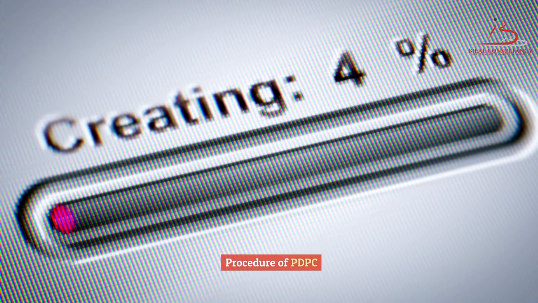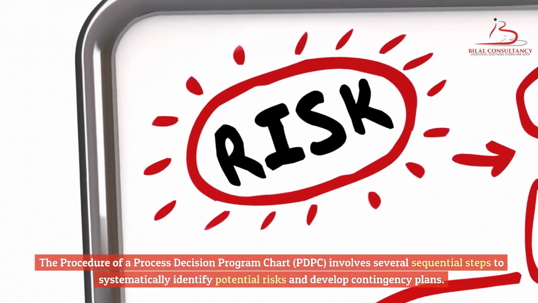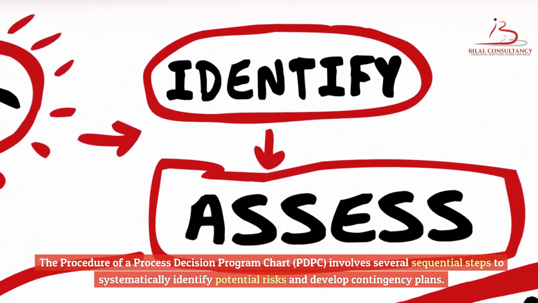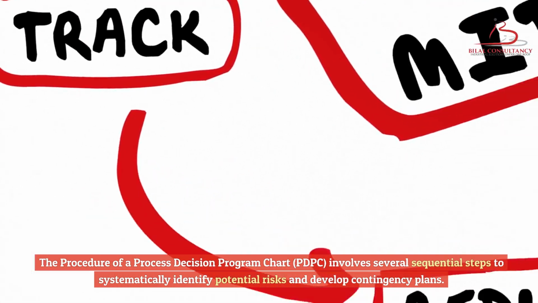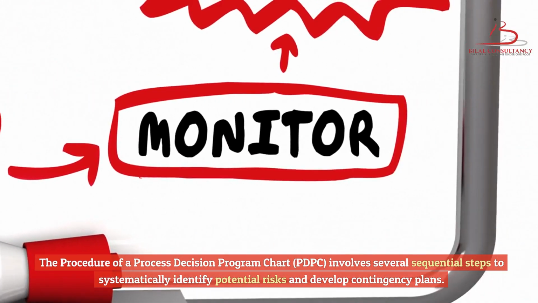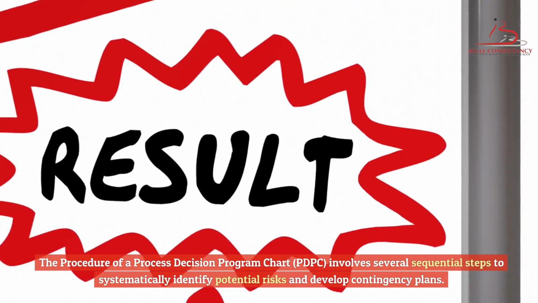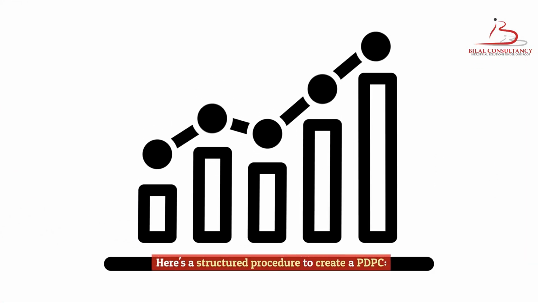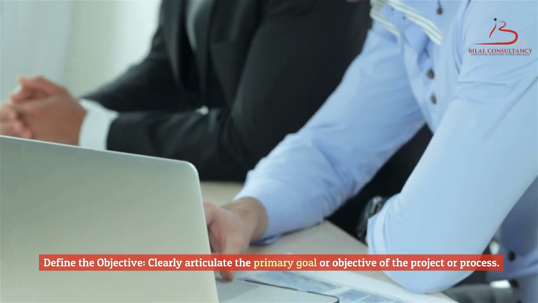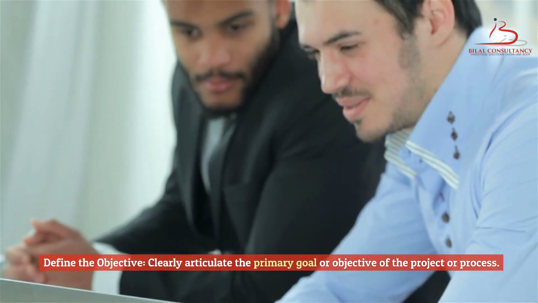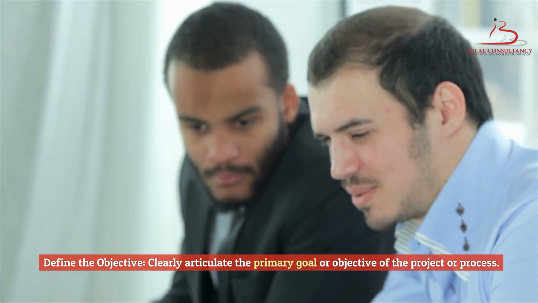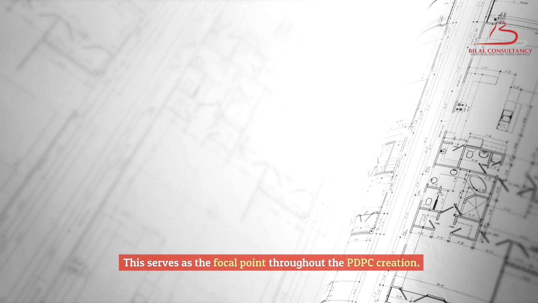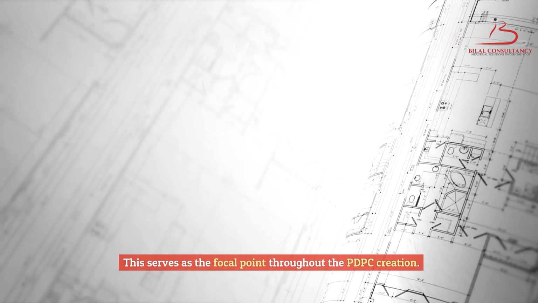Procedure of PDPC. The procedure of a Process Decision Program Chart, PDPC, involves several sequential steps to systematically identify potential risks and develop contingency plans. Here's a structured procedure to create a PDPC. Define the objective. Clearly articulate the primary goal or objective of the project or process. This serves as the focal point throughout the PDPC creation.